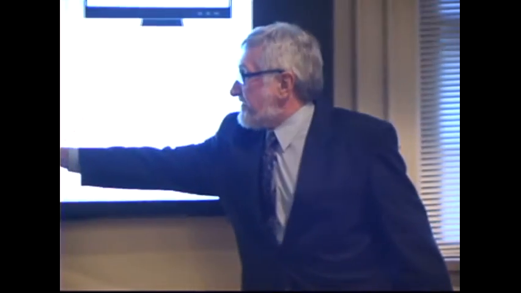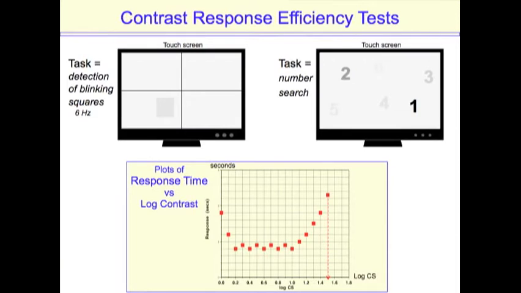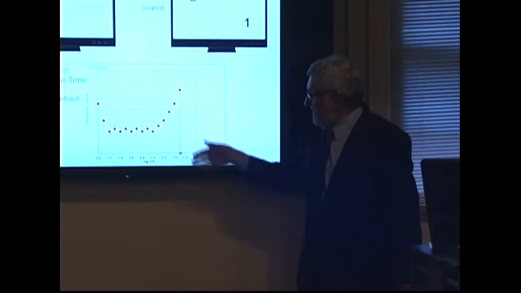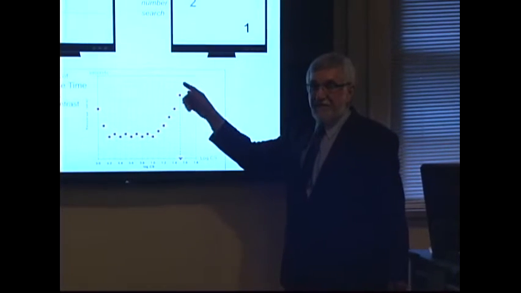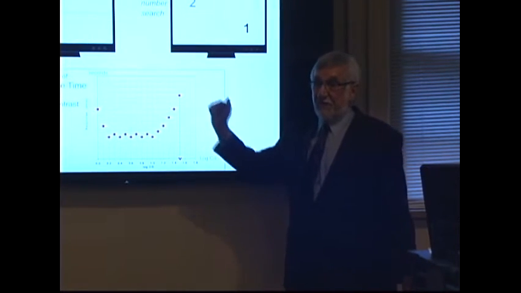As they approach their threshold, their response time slows down, and we get a curve like this. This is response time in seconds on the vertical axis. On the horizontal axis, we've got the contrast getting fainter and fainter as we go across to the right-hand side. In this example here, we can see where the threshold is, where the person really, really slows down. They don't respond at all to the next.